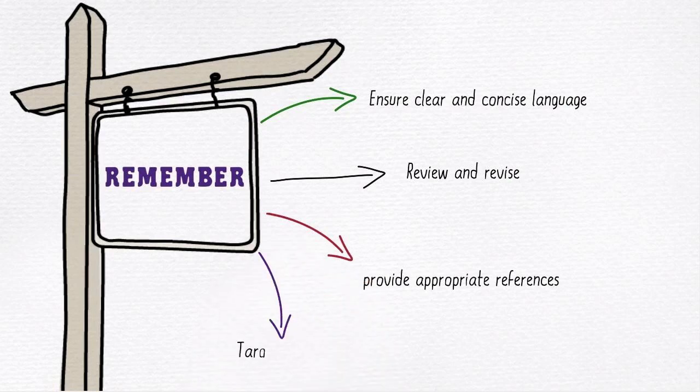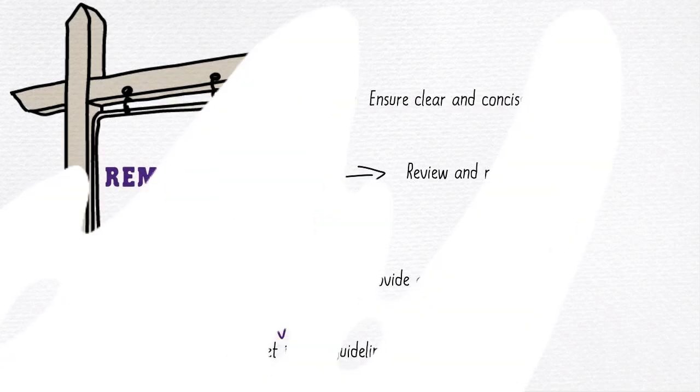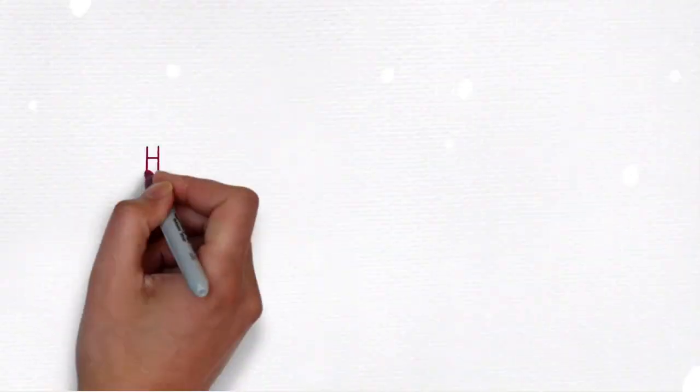Remember, the specific requirements and structure of the materials and methods section may vary depending on the discipline and journal guidelines. Always refer to the specific instructions provided by the target journal to ensure compliance with their requirements. By following the step-by-step guide, you can effectively write the materials and methods section of your scientific article, ensuring transparency and reproducibility in your research.